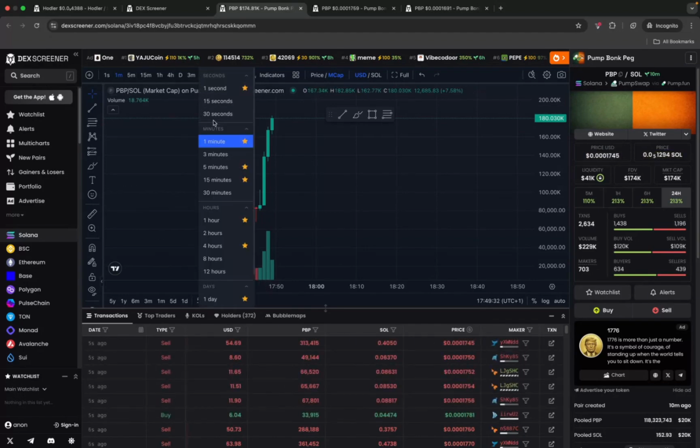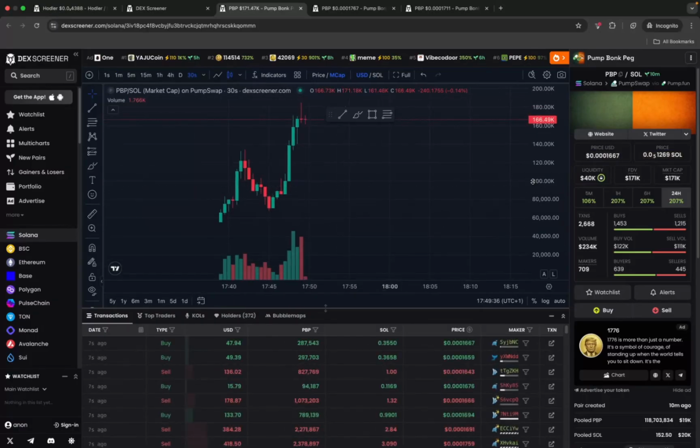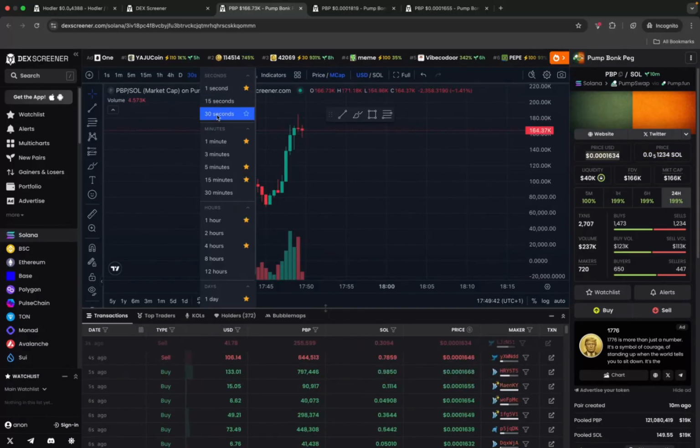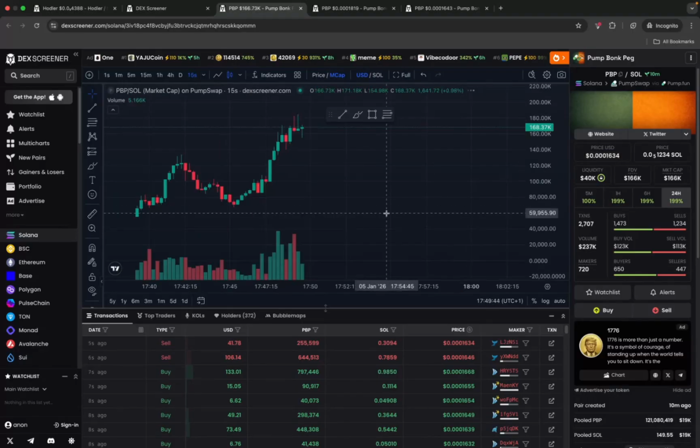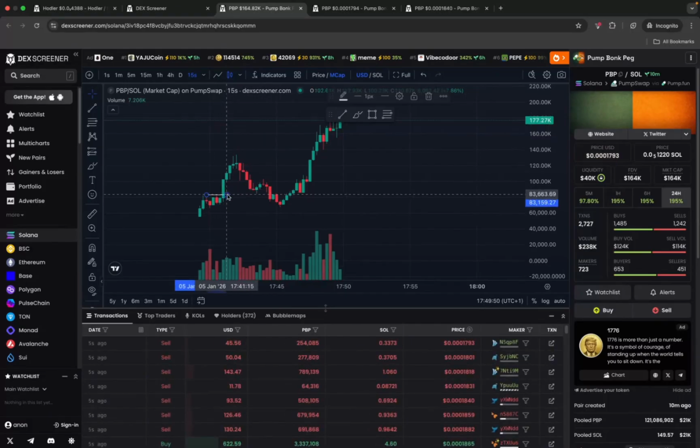I have to come to 15 seconds or to 30 seconds. Now, in 30 seconds, I started seeing structure properly. Then I still come to 15 seconds, because I want to see structure very, very well. You can see in 15 seconds, I now see structure properly. You can see this is a clear uptrend. You see this is a clear break of market structure.